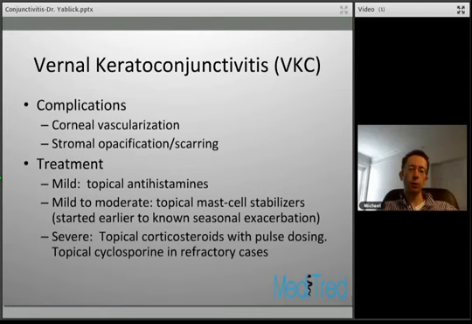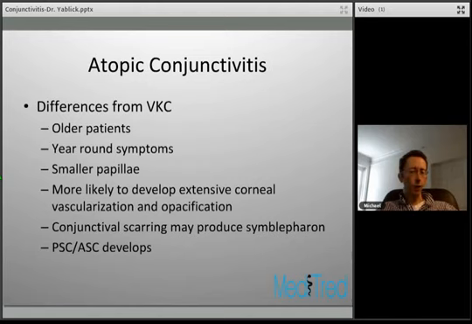Atopic conjunctivitis is another chronic papillary conjunctivitis that is similar to VKC, but there are some important differences. One is that your patients are older, and so they're not children, they actually tend to be adults. In contrast to VKC, they have year-round symptoms, and it's not merely a seasonal problem. They tend to have smaller papillae, and they're more likely to develop more corneal problems, such as extensive corneal vascularization and opacification. You can have extensive conjunctival scarring, which can produce symblepharon, and they also tend to develop posterior and anterior subcapsular cataracts.